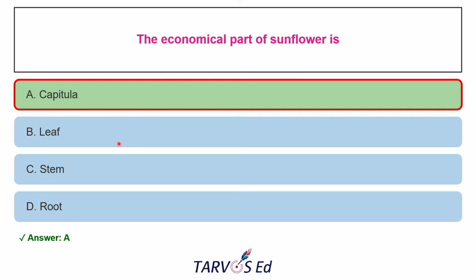Okay, so students think seed should be the answer, but the thing is that if seed is not an option, pick the option capitula, which is the head, because seeds are inside it. Capitula means head with the seeds. Okay, so sunflower sells its head. Like that, you can easily remember.